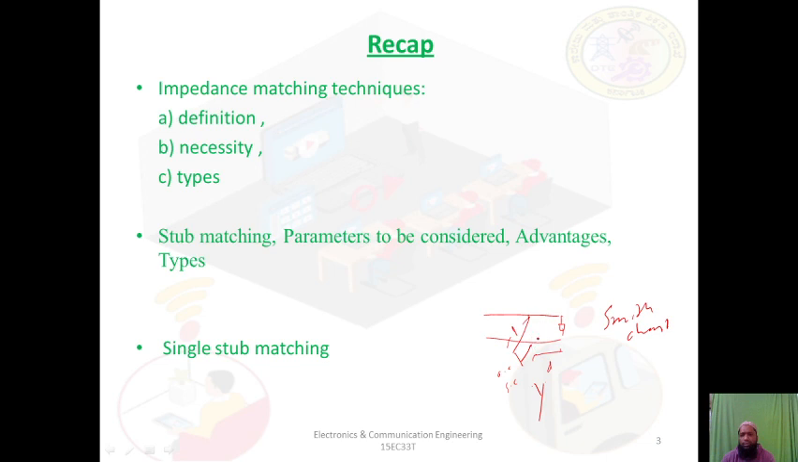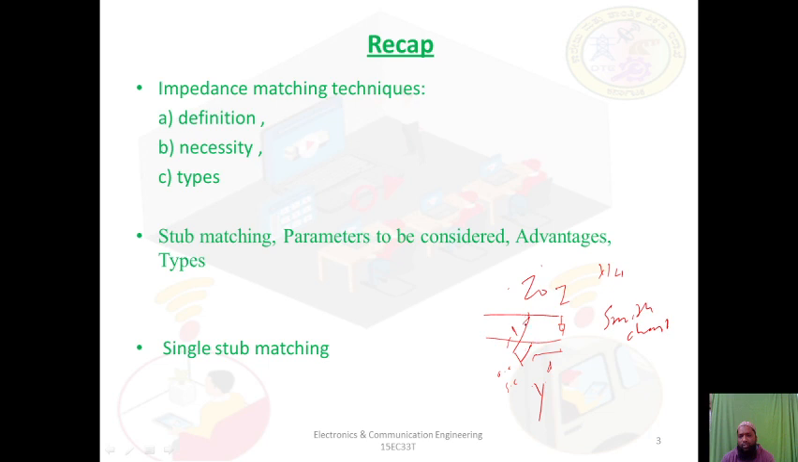As we know, in the previous session we discussed that as we move from load towards source, the impedance Z will move from maximum to minimum at every lambda by 4 distance. So at a certain point on this main transmission line, the real part of the impedance is equal to the characteristic impedance of the line. So at that point we have to connect the stub.